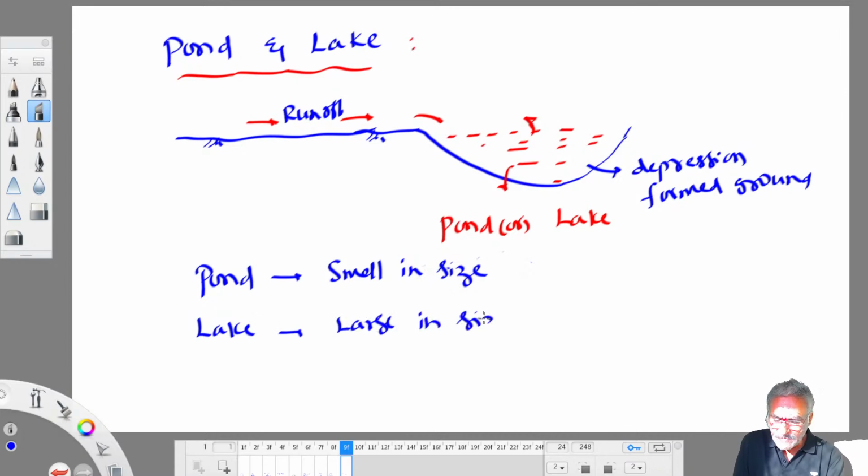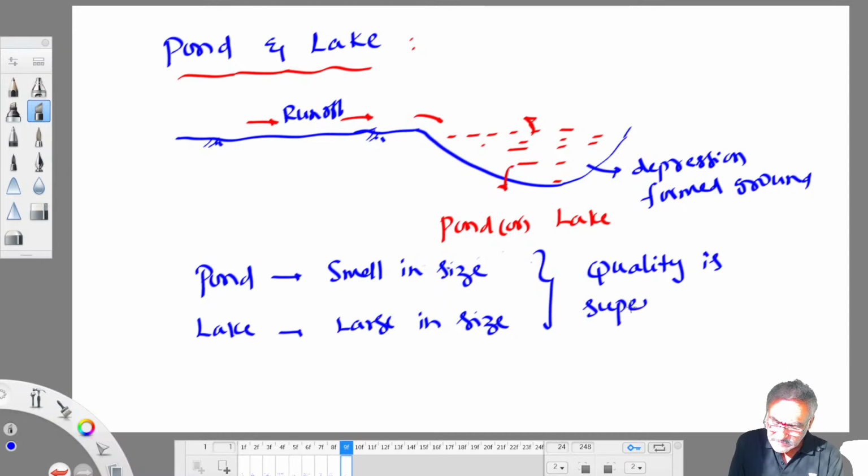What is important from the exam point of view regarding these sources is which is good quality wise, or quantity wise. Quality is superior compared to other surface sources, because standing water acts as a natural sedimentation tank. All the impurities and dirt particles present in the water settle down, therefore yielding good quality water. But quantity is less compared to streams and rivers.